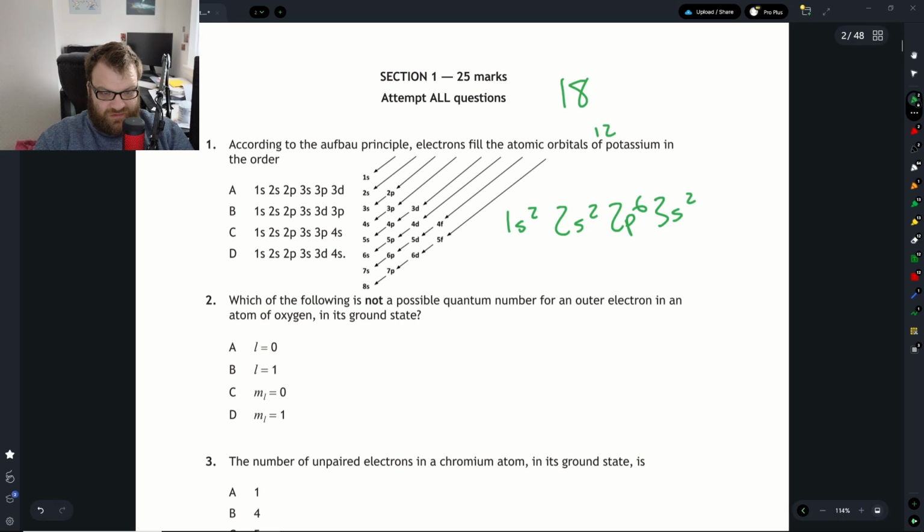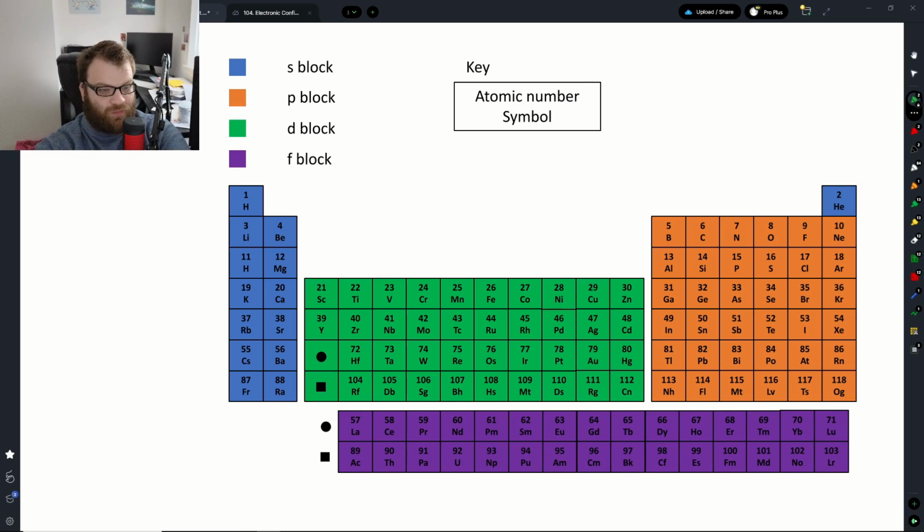Next, after the 3s comes the 3p. We can get a maximum of 6, and that takes us up to 18, meaning that our last electron is going to be in the 4s1 orbital, and that gives us a correct answer of C. Another option: since potassium is in group 1, it is part of our s block. We have our other blocks shown on this image.